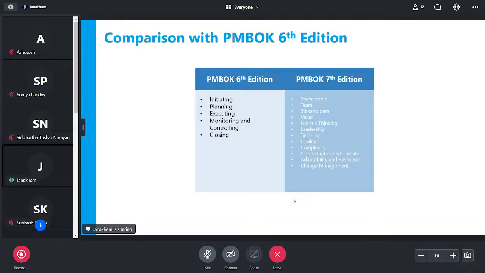Now, if you remember one of the earlier slides, I was talking about the classic project management process groups. We had five of them, right? They have evolved into principles on the right side in the seventh edition. Like you see, 12 principles which have evolved based on the industry trends from five process groups.